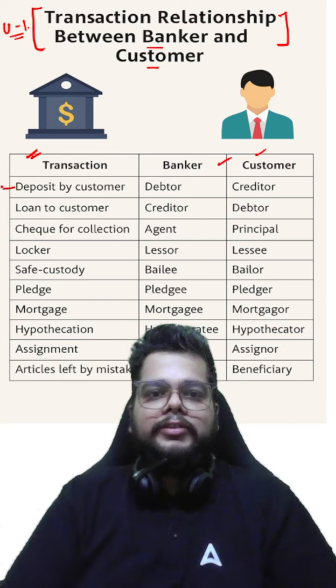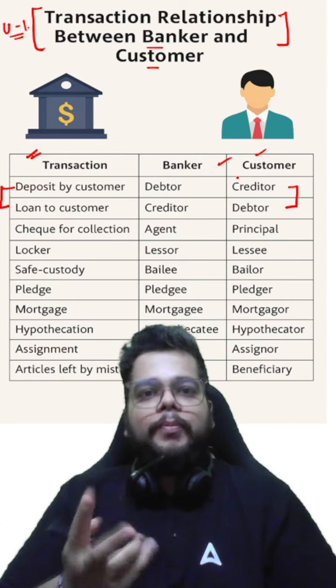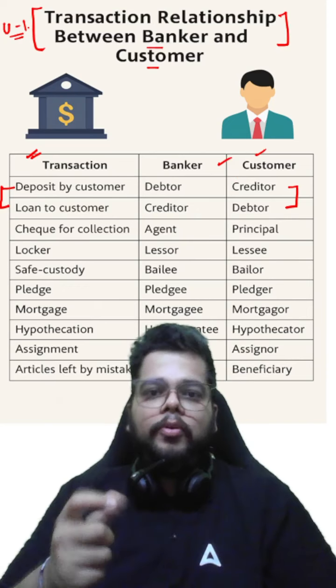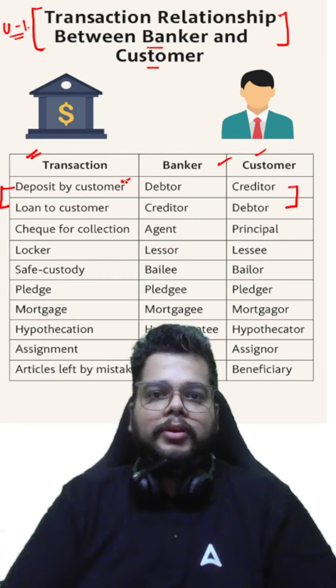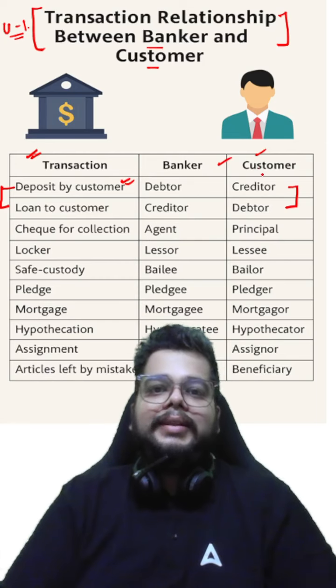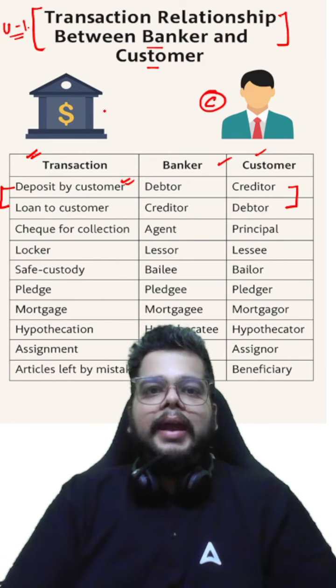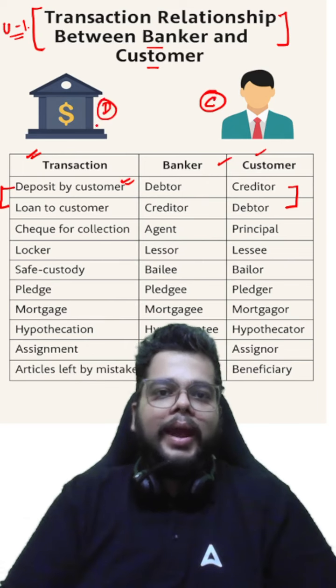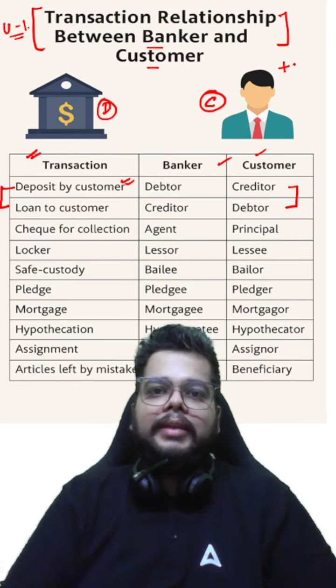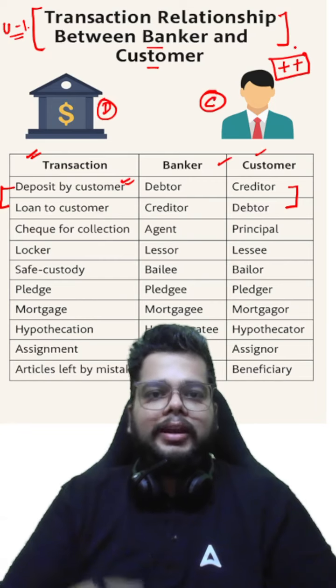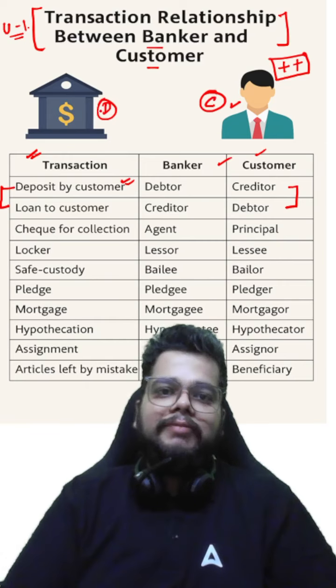Like here in the first two transactions, you will find a difference, but the type of relationship which is involved is more or less similar. When we talk about the transaction for the deposit made by the customer, you will say that the customer is the creditor and the bank will be the debtor. Why is this so? Because whosoever is providing the credit or whosoever is providing the money to the other party, that particular party will be termed as the creditor, and the party who is receiving the money will be termed as the debtor.